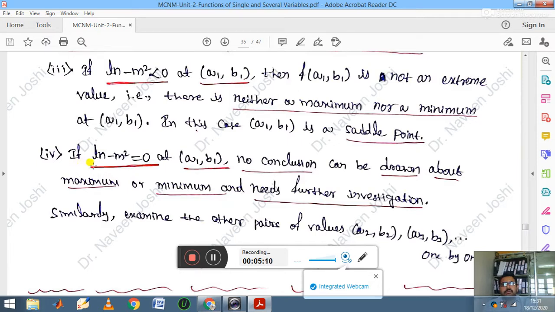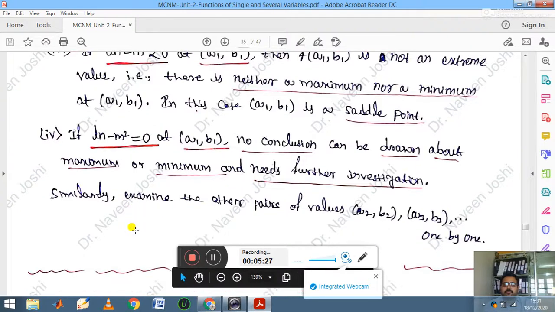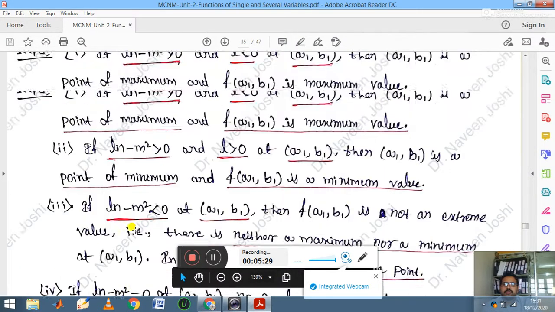Fourth point: if the ln minus m square value is equal to 0 at (a1, b1), then no conclusion can be drawn about maximum or minimum. It needs further investigation. So this is the working rule.